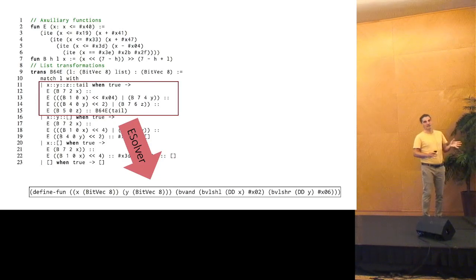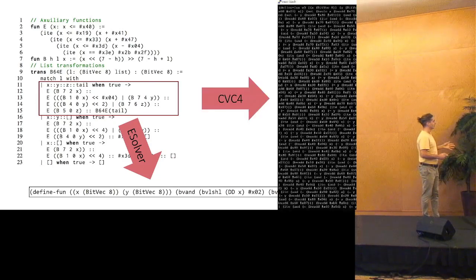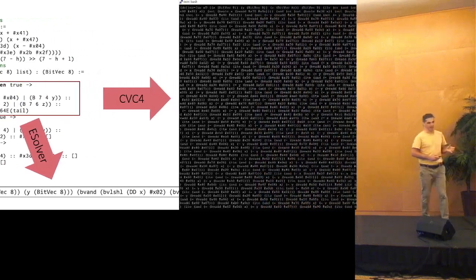But sometimes he called a different solver, and he got a different solution. This was CVC4, what he was given at the time. That doesn't look like a small program. In fact, it's bigger than the program we started with. You don't need to read it, because probably you can't, physically. But basically, this program says, if the input is the bit 1, the output is the bit 7.